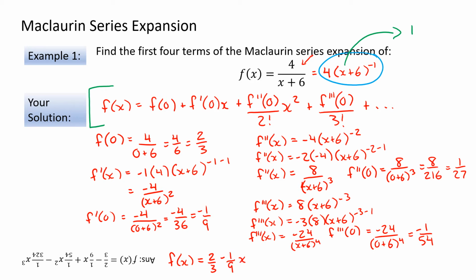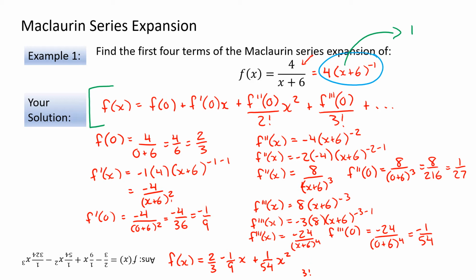minus, plus the third term, okay, which we had 1 over 27, which is 1 over 27 divided by 2, remember, because it's 2 factorial. So that actually becomes 1 over 54 x squared. And our last term is f triple prime at 0, which is negative 1 over 54, so minus 1 over 54, divided by 3 factorial, and 3 factorial is 6.